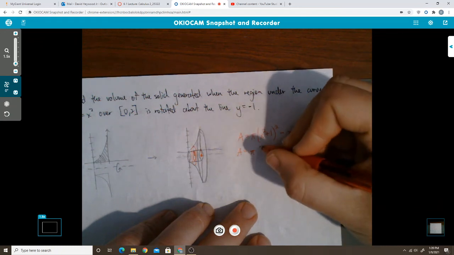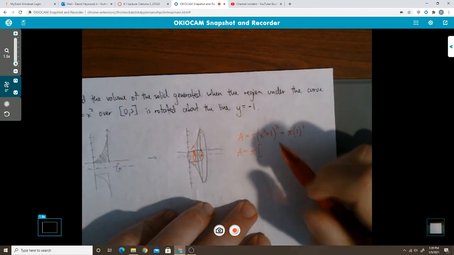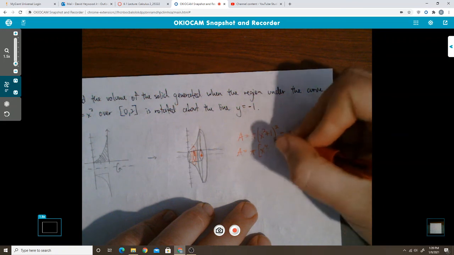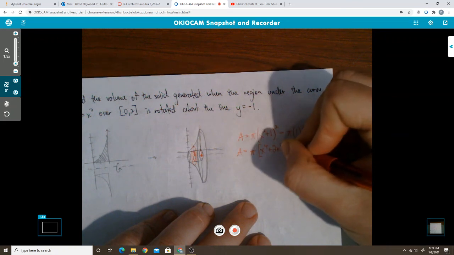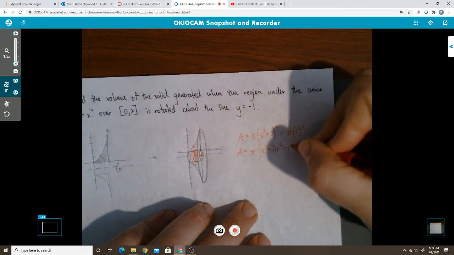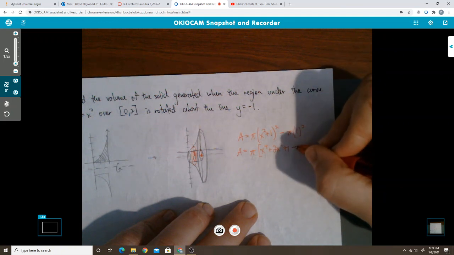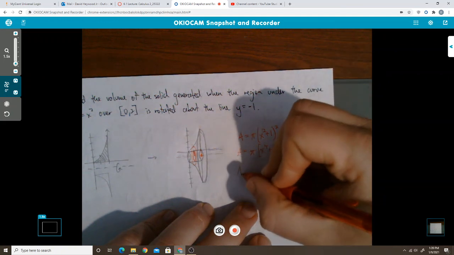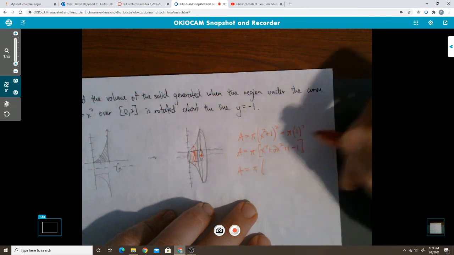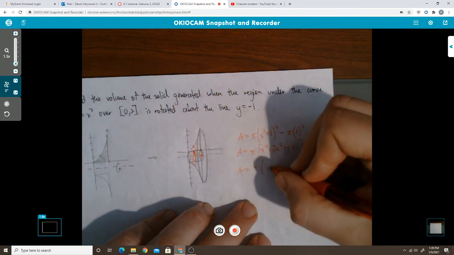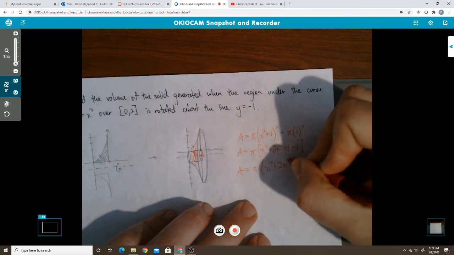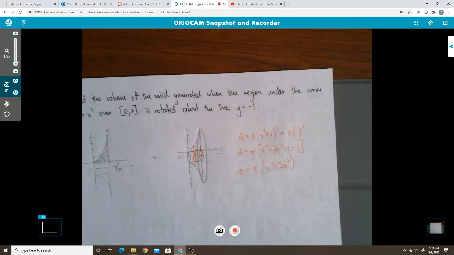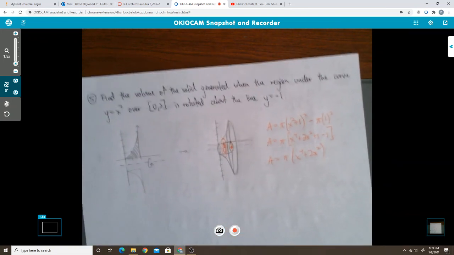So I'm going to factor out a pi. I'm going to expand this, get x to the 4th plus 2x squared plus 1, and then 1 squared is 1, so minus 1. Okay, so the area looks like it's going to be pi times x to the 4th plus 2x squared. Okay, that's the hard part. The integration is easy, right?